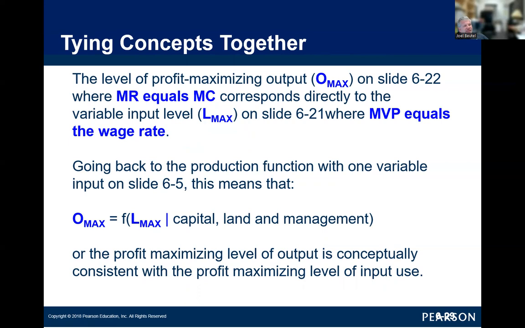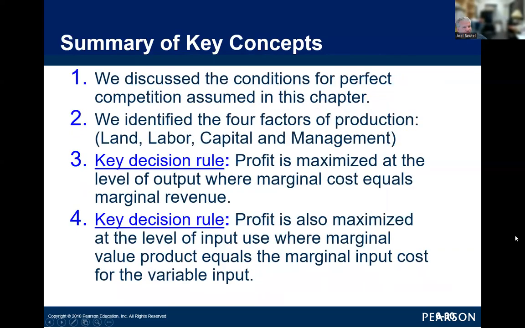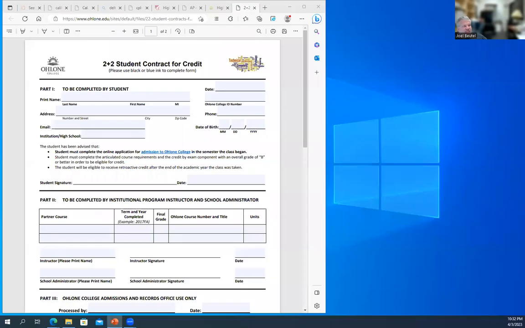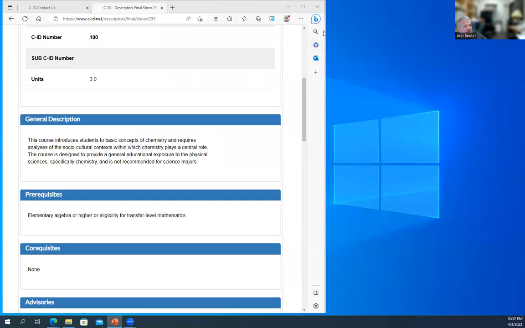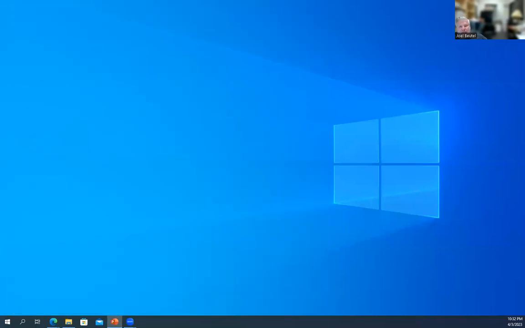So the level of profit maximizing output, our output max, is where our marginal revenue equals the marginal cost. And it's going to correspond directly to the amount of labor that we're going to use to maximize production based on our wage rates and our revenue. So our output at maximum from our production function is equal to a function of our labor at maximum amounts, holding capital, land, and management as categories fixed, the amounts we're using. So that's just a summary of what we've discussed, and really not much to say on that.